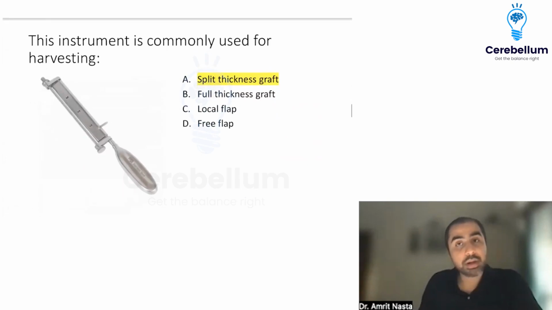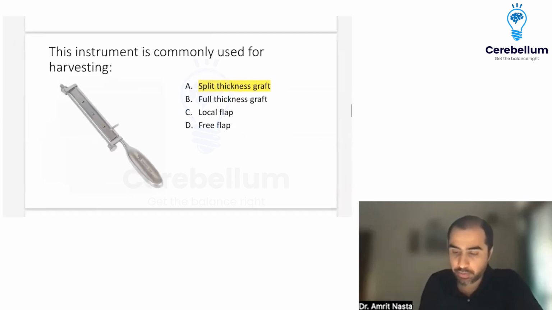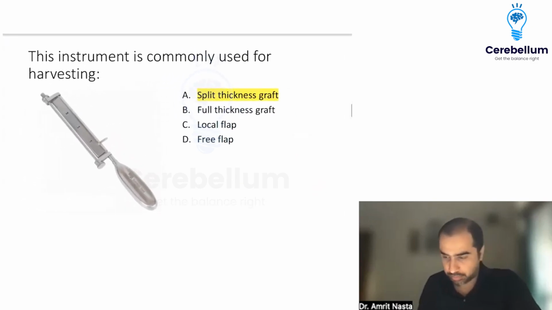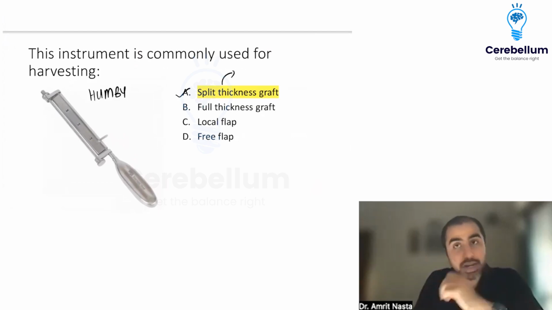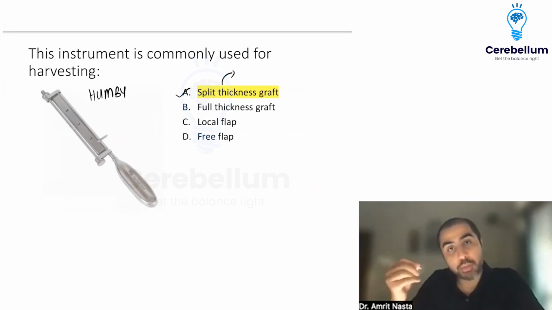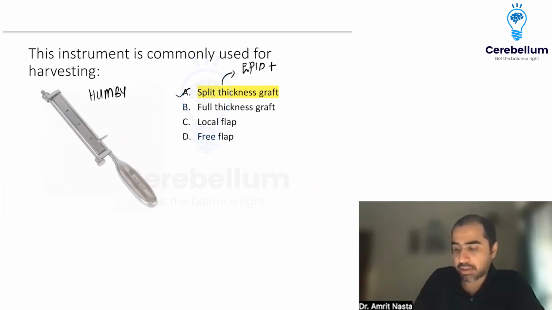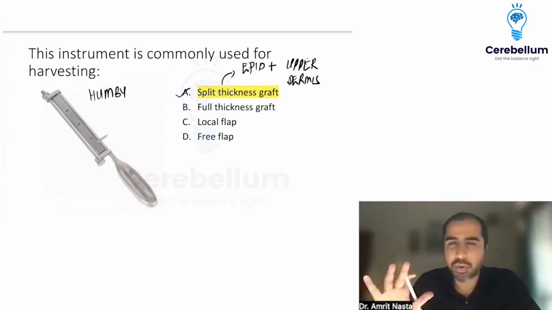What is this instrument? What is it used for? Name of the instrument, use of the instrument. Very good. This is the Humby knife. We did this the other day. This is used for harvesting a split thickness skin graft. How much is split thickness? How much should be the thickness in split thickness? It should be epidermis plus upper or partial dermis. Epidermis plus some amount of dermis, not full dermis. If you take full dermis, it is a full thickness skin graft.